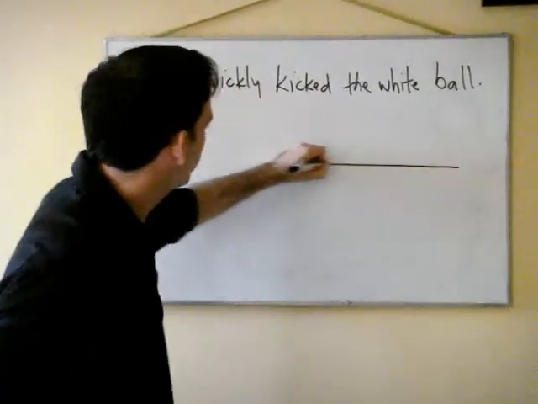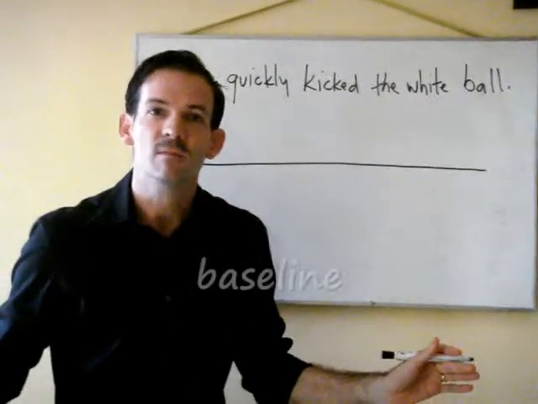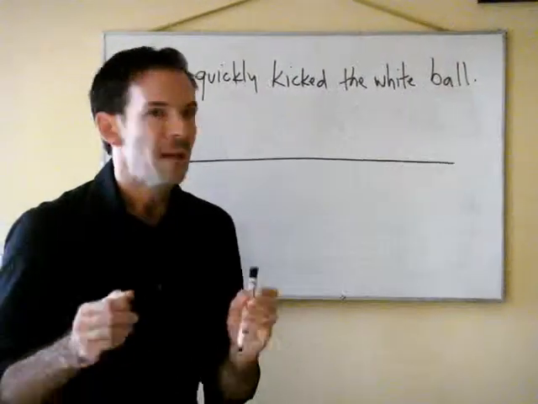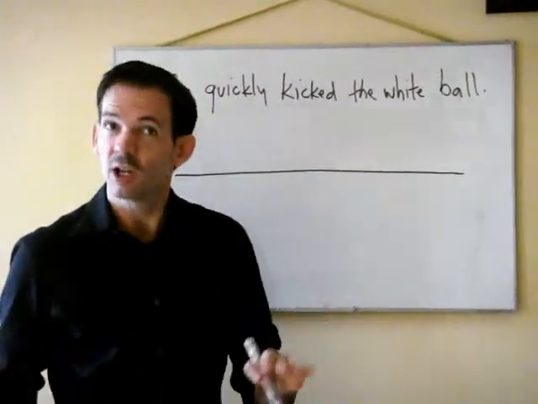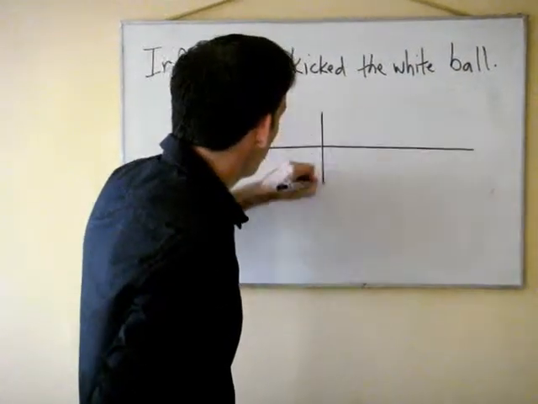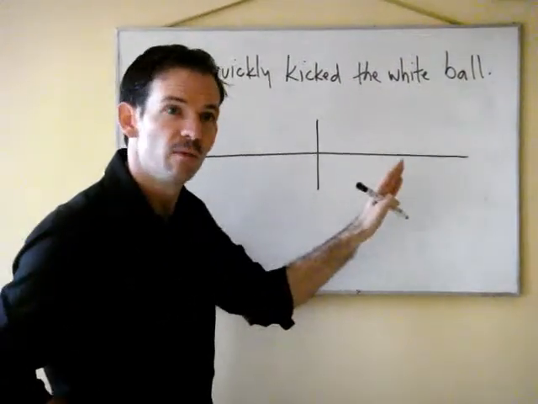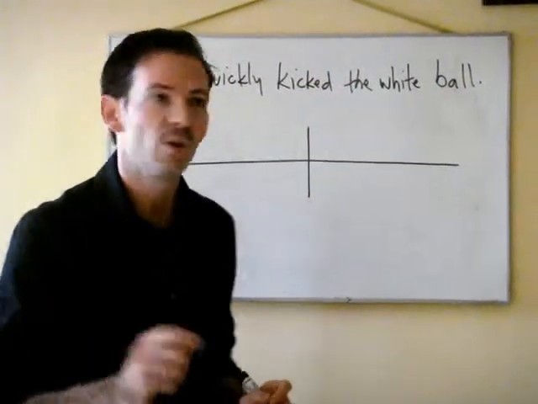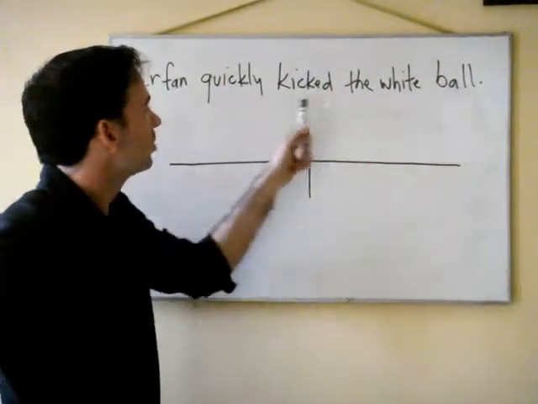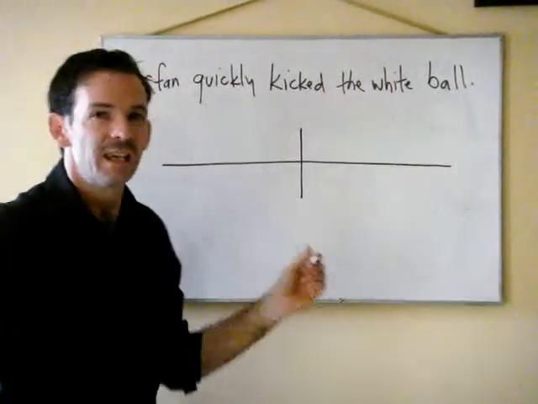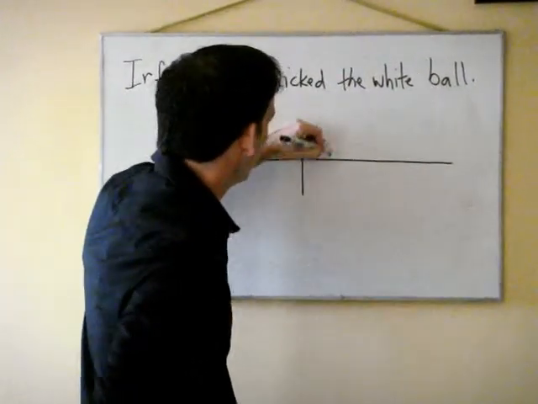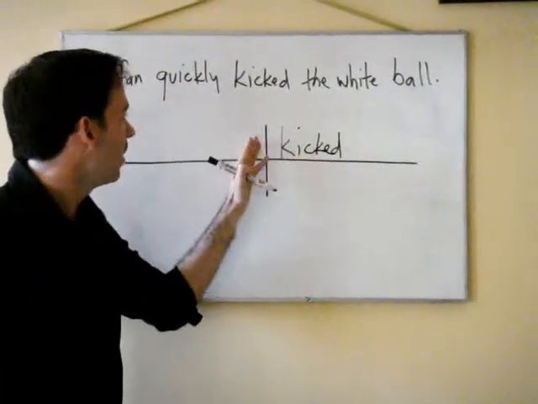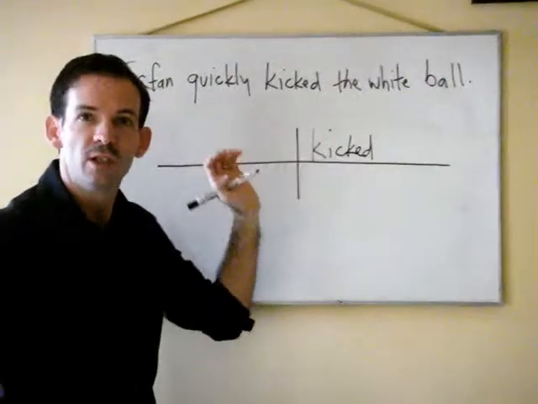We always start by drawing a baseline. A baseline is where the heart of the sentence, the main words will go, especially the subject and the verb. And we begin by separating the space for the verb and the subject. And now the first thing I always like to do is find the verb. What is the action word here? Kicked. Correct. We put kicked right here. This is where the verb goes, on the baseline, past the verb-subject line.